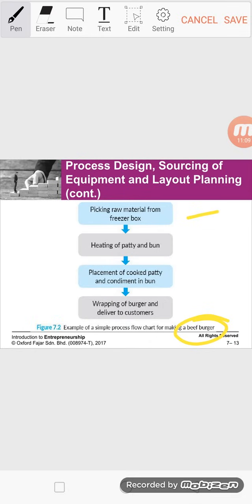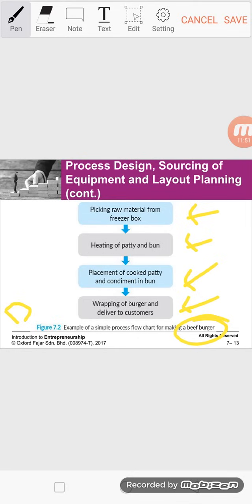So first we have to pick out the raw material from the freezer box. Okay. And then from there kita akan heat the beef patty, beef ke chicken patty, the meat patty and also the bun. Then we take the cooked patty and the condiments in the bun. Kita assemblekan. And then we wrap. Okay. So each step ni they need to use specific equipments ataupun machines. Okay, so from here we already know that picking raw material from freezer box, then freezer box mesti ada dekat sini.